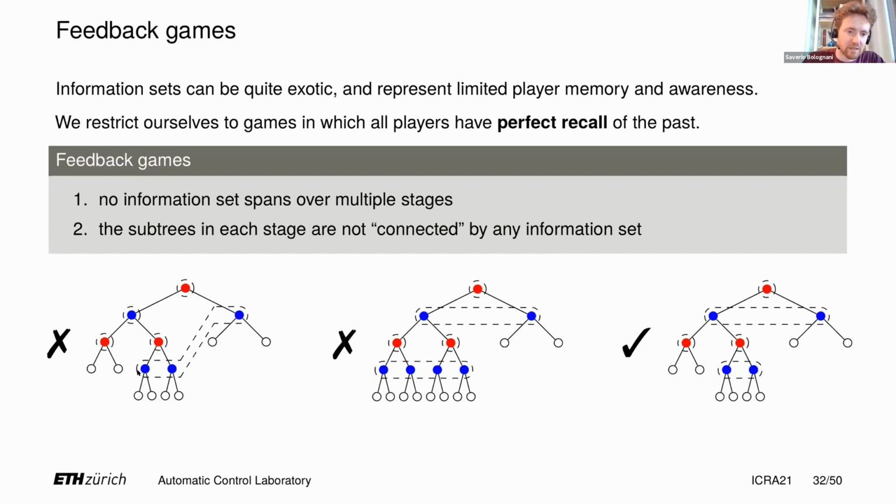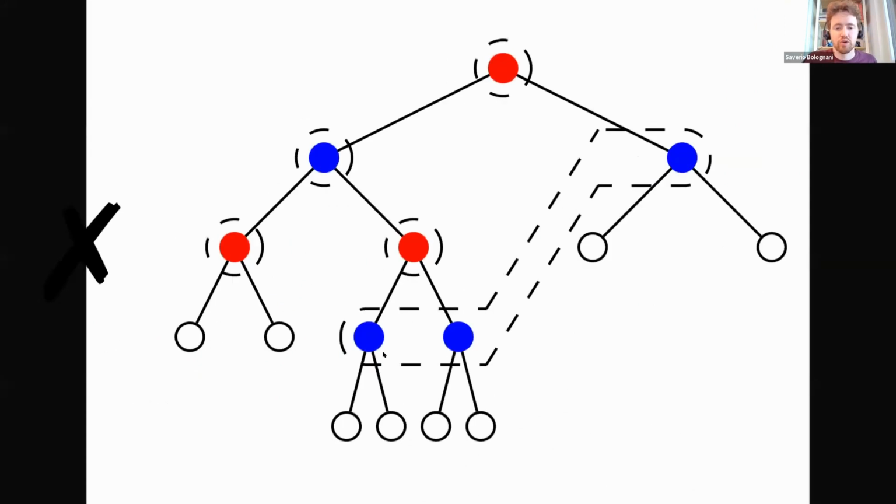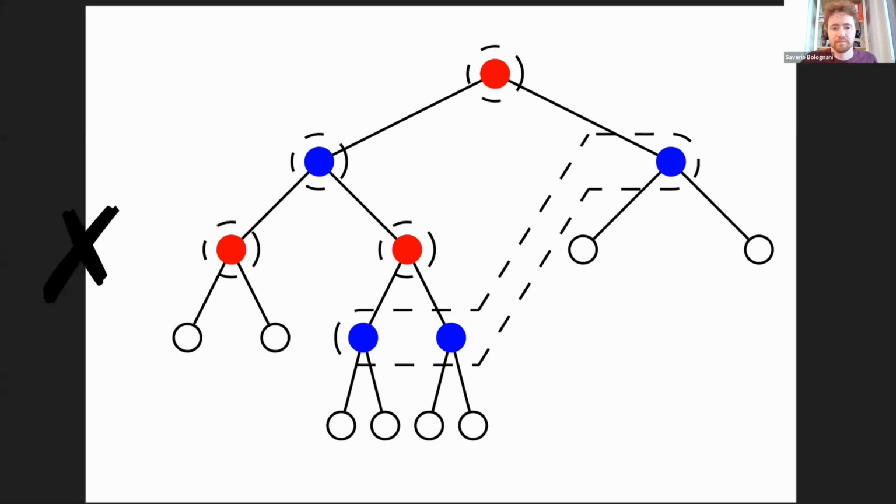So you see here, in the first example, the fact that player 2 nodes at this stage are joined in the same information set with a player 2 node on another stage means that in this game, player 2 not only doesn't remember the decision made, I don't know, by player 1 at the beginning, but he even doesn't remember that he had to make a decision at some point. Okay, so it might be the case in some games, but not in many games.